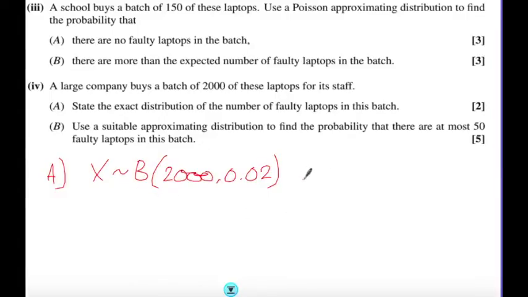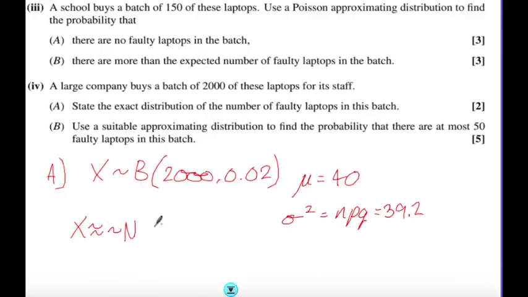For the approximating distribution, we're going to have to use normal. So remember, for that, mu is going to be 2000 times 0.02, which was 40, and sigma squared, the variance, is going to be npq. So in other words, 2000 times 0.02 times 0.98, and you get 39.2. So remember, that means sigma is the square root of 39.2. So we can say x is approximately distributed as a normal with 40, 39.2. Right, state the exact, we've done that.